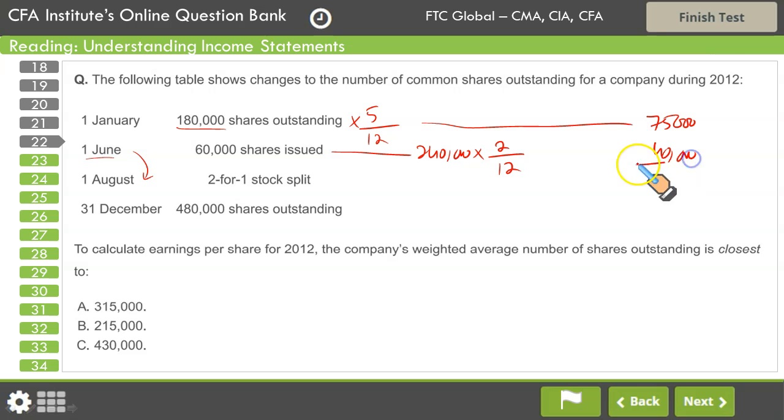Now, what's the number? 215. What happens in August? 2 for 1 stock split. Each stock is split into 2. So if there were 215 shares on the 1st of August, they will now be doubled. It's going to be 430.